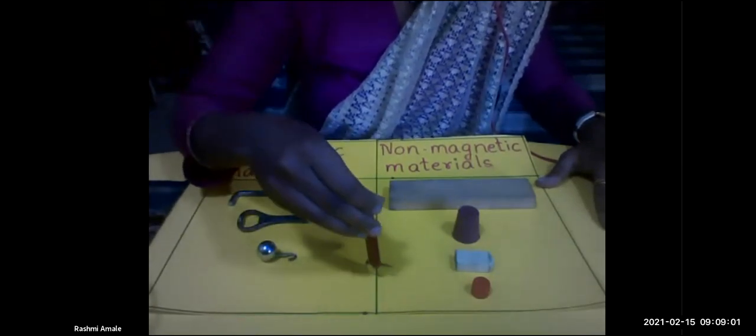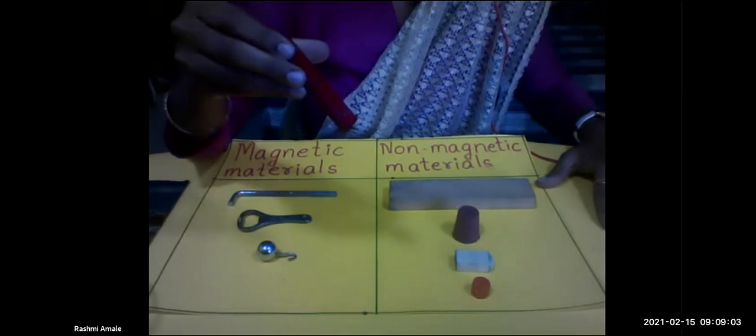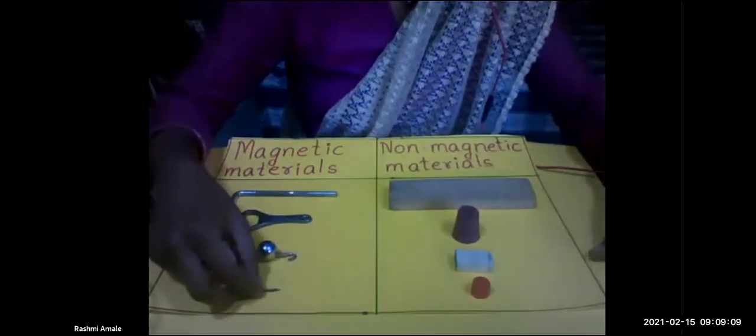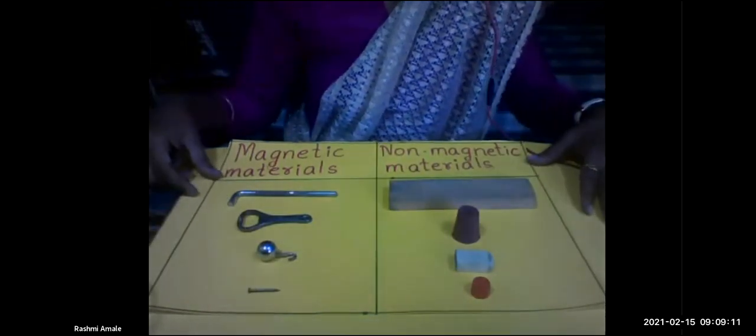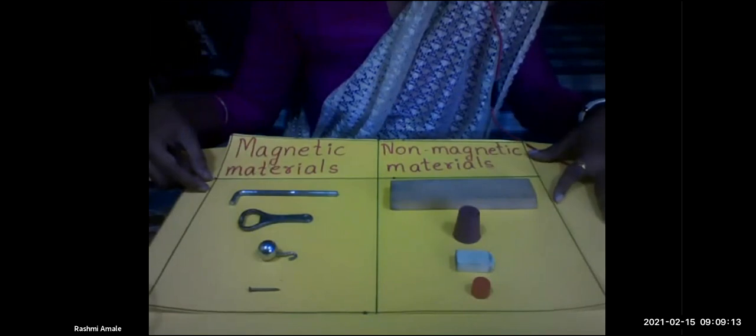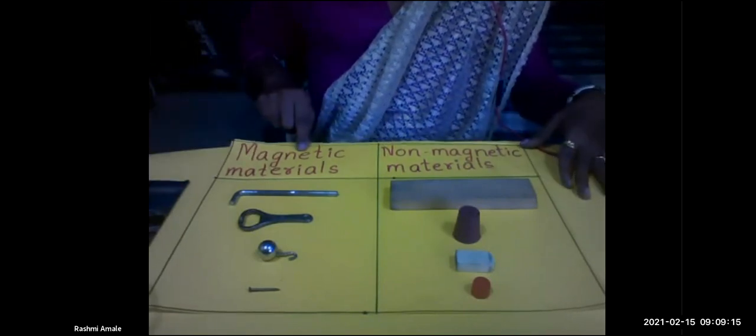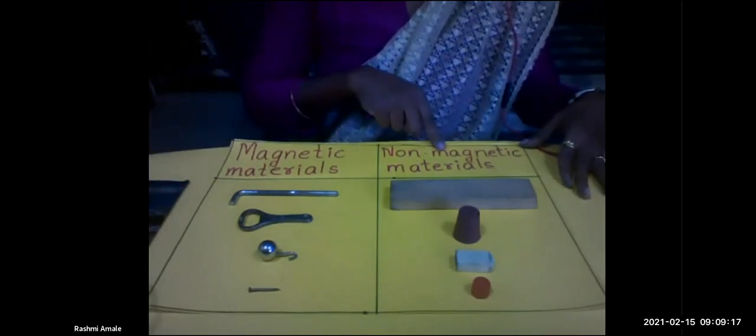And next we have this nail. It is sticking. Yes. So it is a magnetic material. So this way we have classified the materials into two groups, magnetic materials and non-magnetic materials.